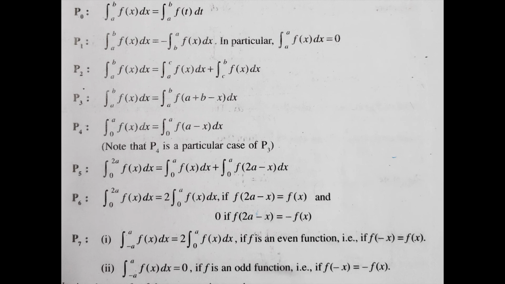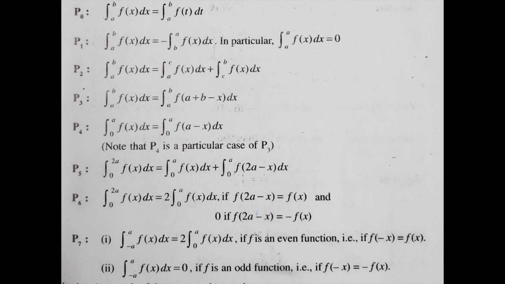Or else it is 0. That means if 2a minus x is substituted into the function and you get f of x, then the function is said to be an even function, and the value of the integral will be 2 times integral 0 to a f of x dx. Or else if f of 2a minus x gives you minus of f of x, in that case the value of the integral will be equal to 0.